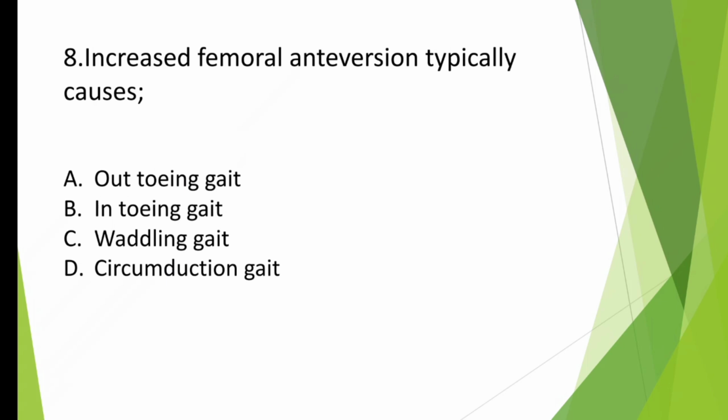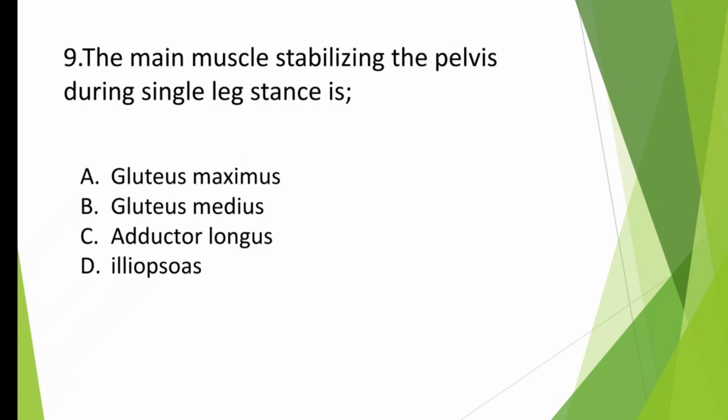Increased femoral anteversion typically causes out-toeing gait, in-toeing gait, waddling gait and circumduction gait. And our answer is in-toeing gait. Next question is the main muscle stabilizing the pelvis during single leg stance is gluteus maximus, gluteus medius, adductor longus and iliopsoas. And our answer is gluteus medius.